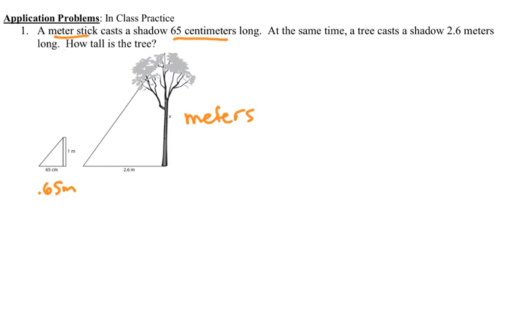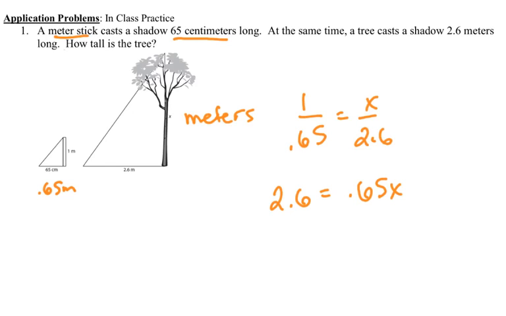Okay, so just set up our proportion. Both the meter stick and the tree are standing straight up. The sun is shining at the same angle for both of them. And so these are similar triangles because of angle-angle similarity. So we can just write a proportion. I can say 1 over 0.65 is equal to x over 2.6 and solve it. You can use cross product. So 2.6 is equal to 0.65x. Divide both sides by 0.65, and you get how tall the tree is. So 40 what? 40 meters.